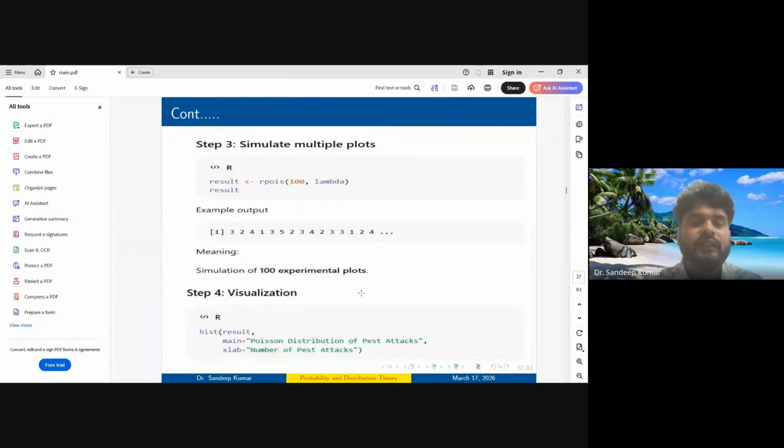Step 3, simulate multiple plots. With rpois, your objective is 100 observations with lambda, so the result is 3, 2, 4, 1, 3, up to 100, meaning a simulation of 100 experimental plots. For visualization through a graphical representation, use a histogram. In R, the command is hist, with the results inside the brackets, titled Poisson distribution of pest attacks and number of pest attacks.